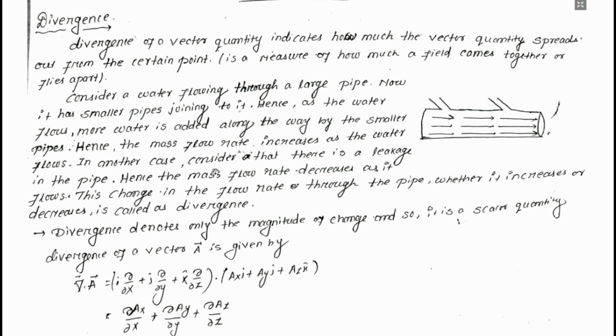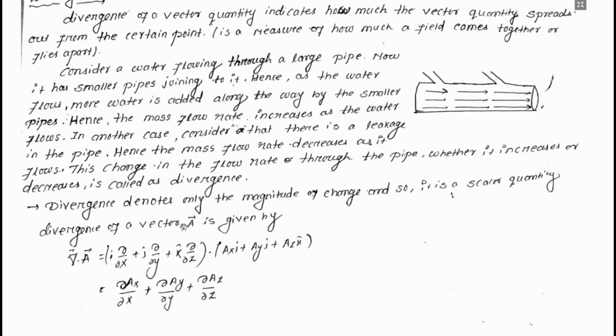In another case, consider that there is a leakage in the pipe. Let's say there is a leakage here or here. Hence the mass flow rate decreases as it flows. Thus the change in flow rate through the pipe, whether it increases or decreases, is called divergence. If the flow rate increases, we call it positive divergence, and if the flow rate decreases, we call it negative divergence. Divergence denotes only the magnitude of change, and so it is a scalar quantity.